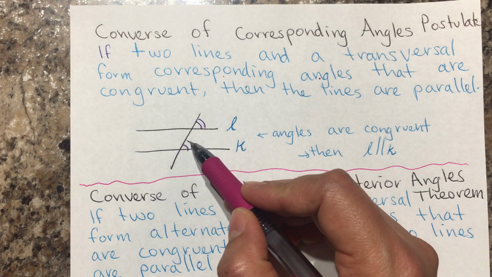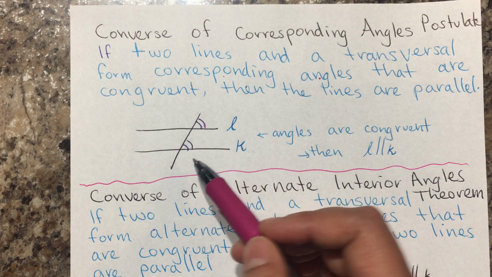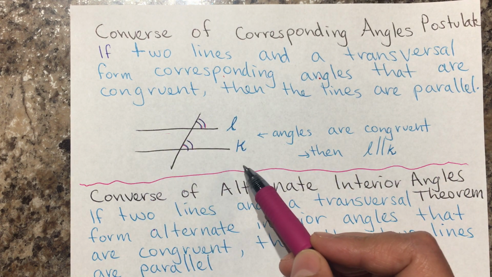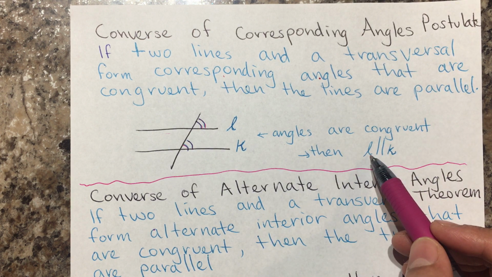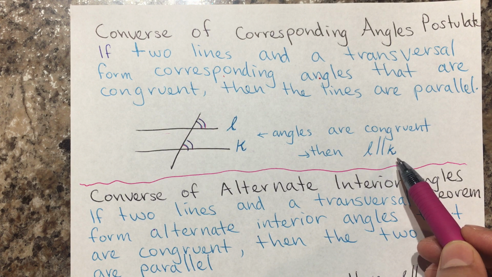Here it says these two markings show me that they are congruent. That means that they have the same measurement. By having that, we can say, oh, if they are congruent, then the lines are parallel. Okay? If the angles are congruent, then line L is parallel to line K.